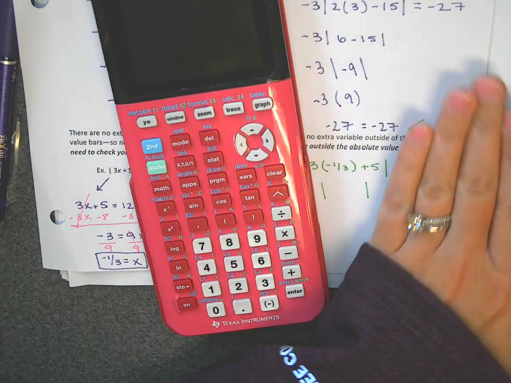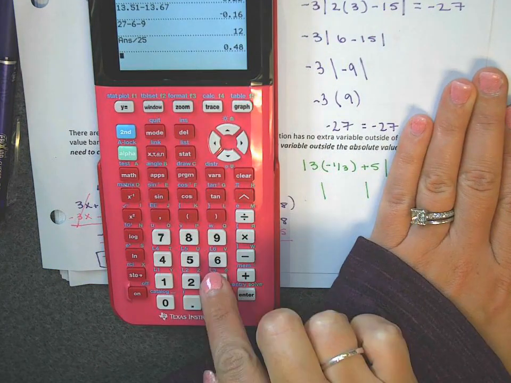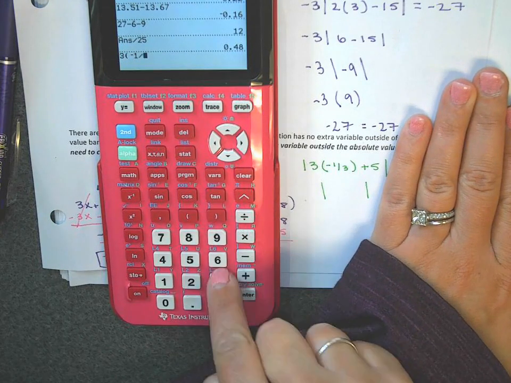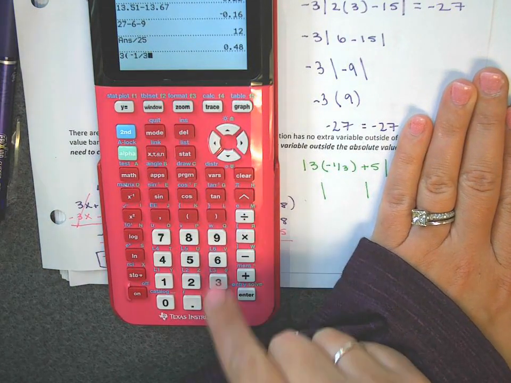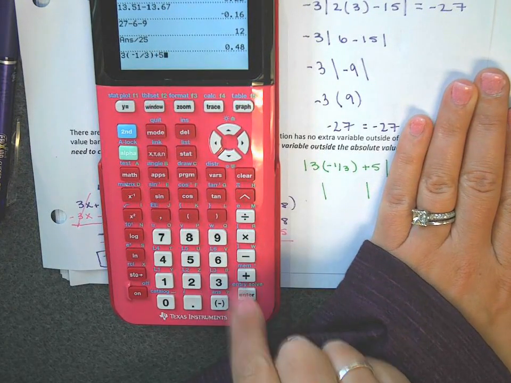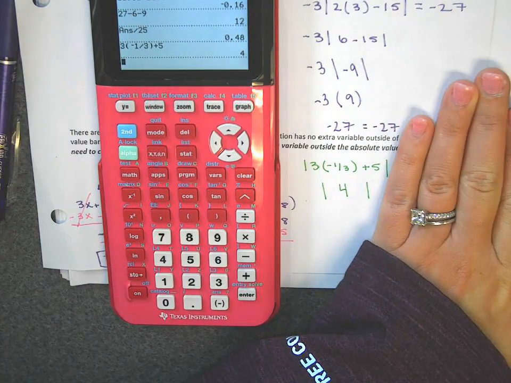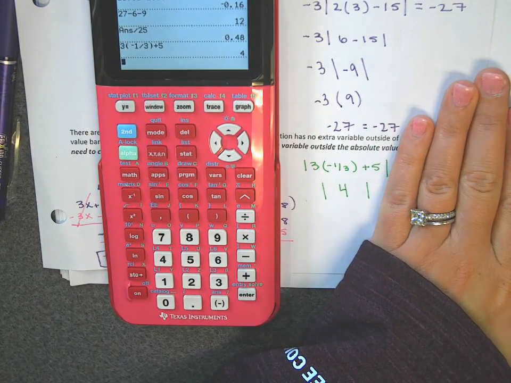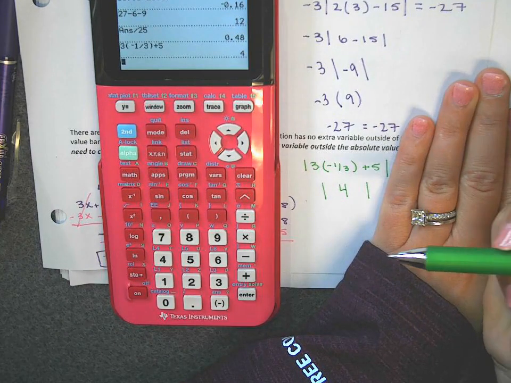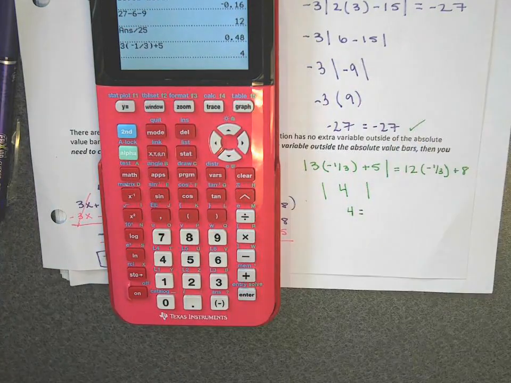Okay, so I'm going to type right in my calculator the inside and figure out what this is. So 3 times negative 1/3, divided by is just your fraction sign, negative 1 divided by 3 plus 5. And the inside, oh wait, it's not even a decimal. Cool. It's the absolute value of 4. Well, the absolute value of 4, how far away is 4 from 0? 4. So 4 equals, okay, now I'm going to have to do the same thing to my right side.